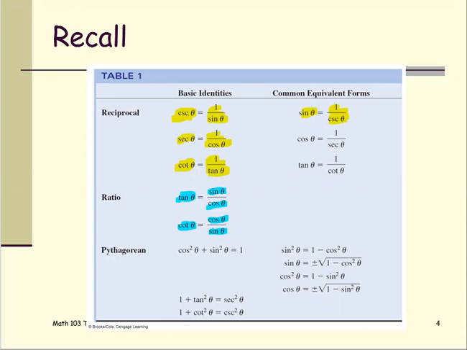Pythagorean identities: cosine squared theta plus sine squared theta equals 1, and then rearrange it by solving for sine squared theta to obtain 1 minus cosine squared theta. If we take the square root of both sides, the right-hand side becomes plus or minus the square root of 1 minus cosine squared theta, and we can do the same with cosine squared theta. The other two Pythagorean identities are 1 plus tangent squared theta equals secant squared theta, and the last one is 1 plus cotangent squared theta equals cosecant squared theta.